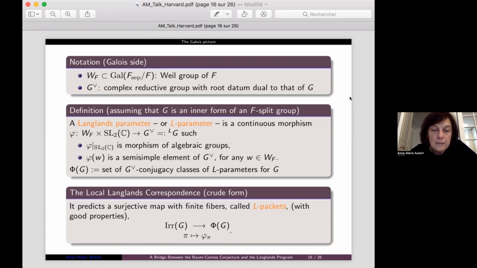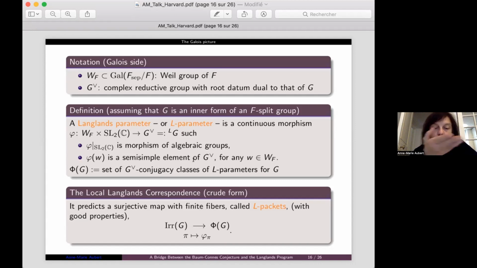And then a Langlands parameter, or for short L-parameter, is a continuous morphism from the direct product of W_F by SL_2(C), with values in this group G-check. To have this simplified form, I assume that my group G is a split group, or more generally, an inner form of a split group. For instance, if you want to do a unitary group, it's slightly more involved, but the philosophy is the same. It's just the definitions which are a bit more subtle.